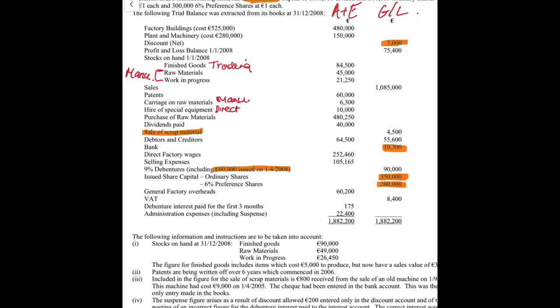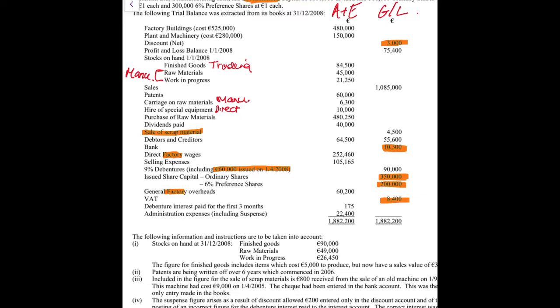Okay, so they're going to be shown again in your financed by section. General factory overheads are going to go into the factory overheads in the manufacturing account. So anytime you see factory, that means it's going to go into your manufacturing account. VAT is on the credit side, which means it's going to be a current liability.